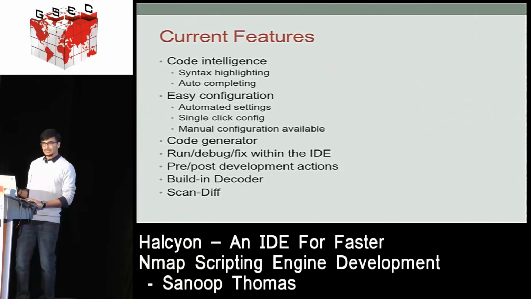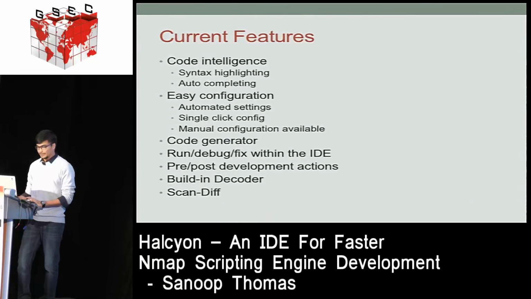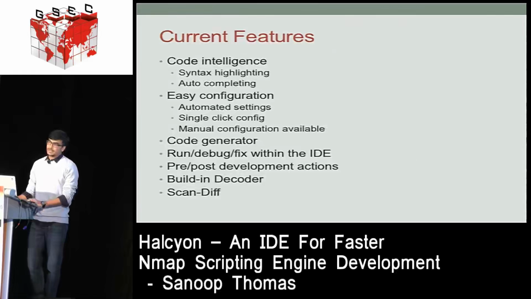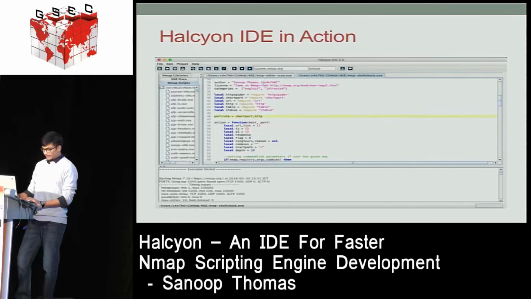The last two features were just added in the last couple of weeks. There is a built-in decoder in case you need to decode within the IDE. It also has a scan diff. This came after I got some reviews from Nmap script developers who wanted a scenario where they could compare two scans of the same target with the same scenarios and figure out what they're writing wrong in the code. So it's easy for them to do a scan diff and figure out what's coming back as a response. So that's added here.